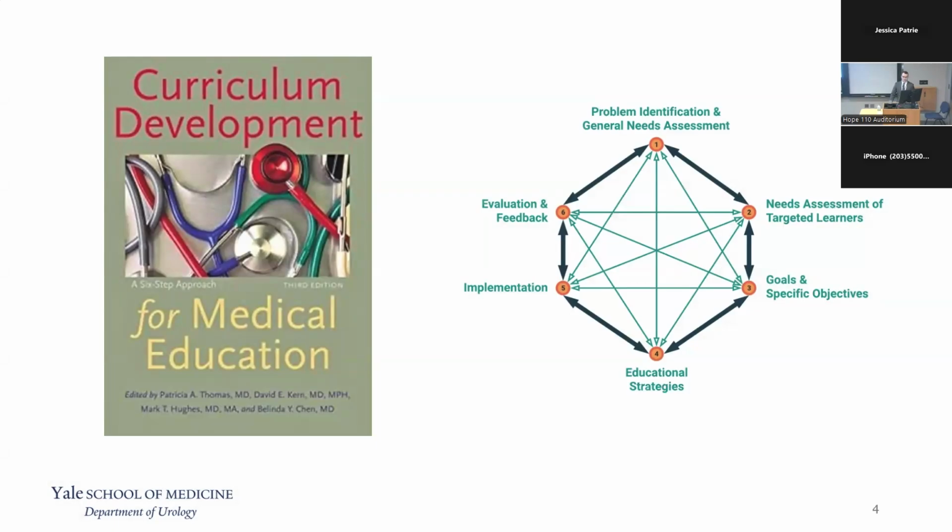So this on the left is the mainstay textbook for curriculum development in medical education by Drs. Thomas, Kern, Hughes, and Chen. It's been around for a couple of decades and is used by medical educators around the world when thinking about designing and creating a new curriculum. It's on its 3rd edition, and the 6 steps outlined in this book are the 6 steps that I'm going to discuss today and use as a backbone for the example of my project and its development.